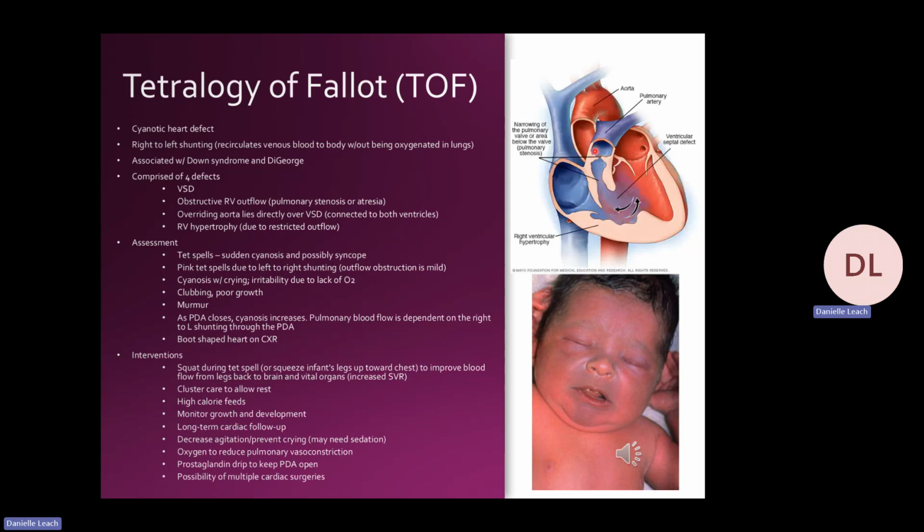So since blood is having trouble going up through the pulmonary artery for whatever reason, we're going to have a lot of back pressure here that's going to cause this muscle to get bigger.